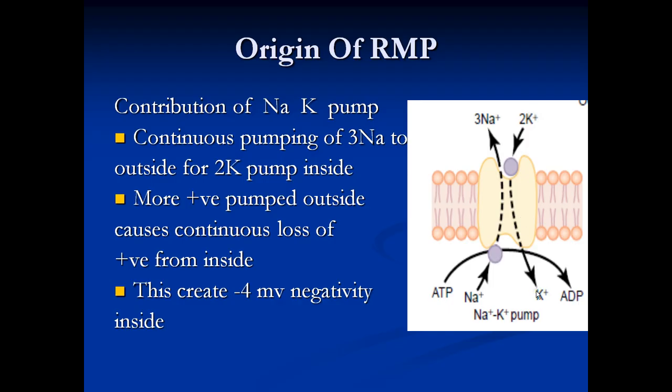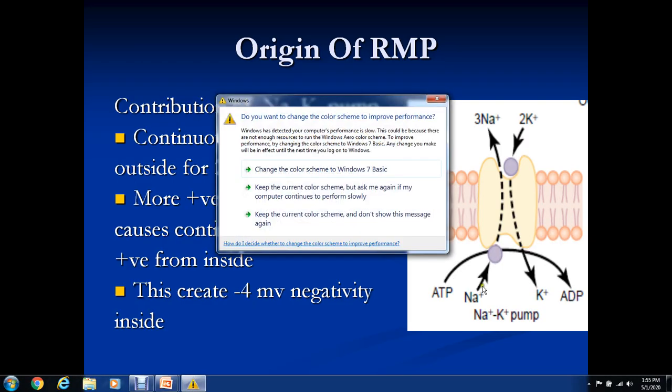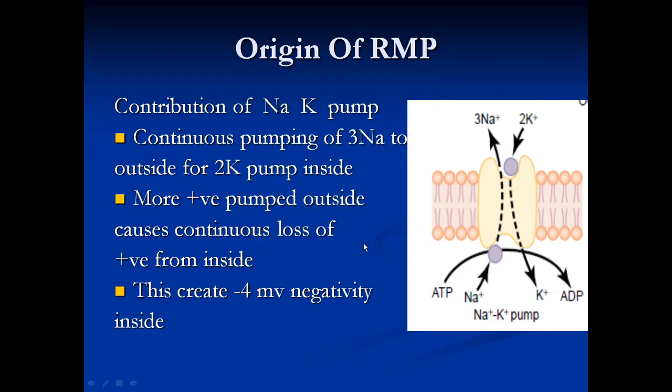So for each cycle, there will be a net deficiency of one positive charge. Both the sodium and the potassium are positively charged ions. For three sodium which leave the cell, two potassium enter inside the cell. So inside the cell there is a net deficiency of positively charged ions, which gives rise to minus 4 millivolts of negativity inside the cell.